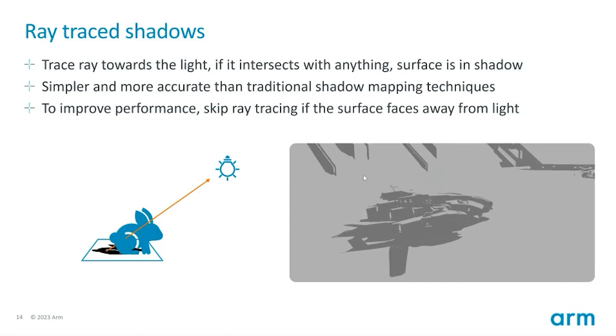Because what we do is we trace a ray towards the light. And if this ray hits anything on its way towards the light, we can determine that there is some object in the room that is blocking the light from that pixel. And that is what makes it be in shadow.